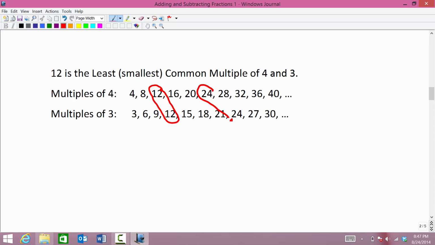They also have 24 in common, but we want the smallest value that they have in common, the smallest multiple. We also call this the lowest common denominator.